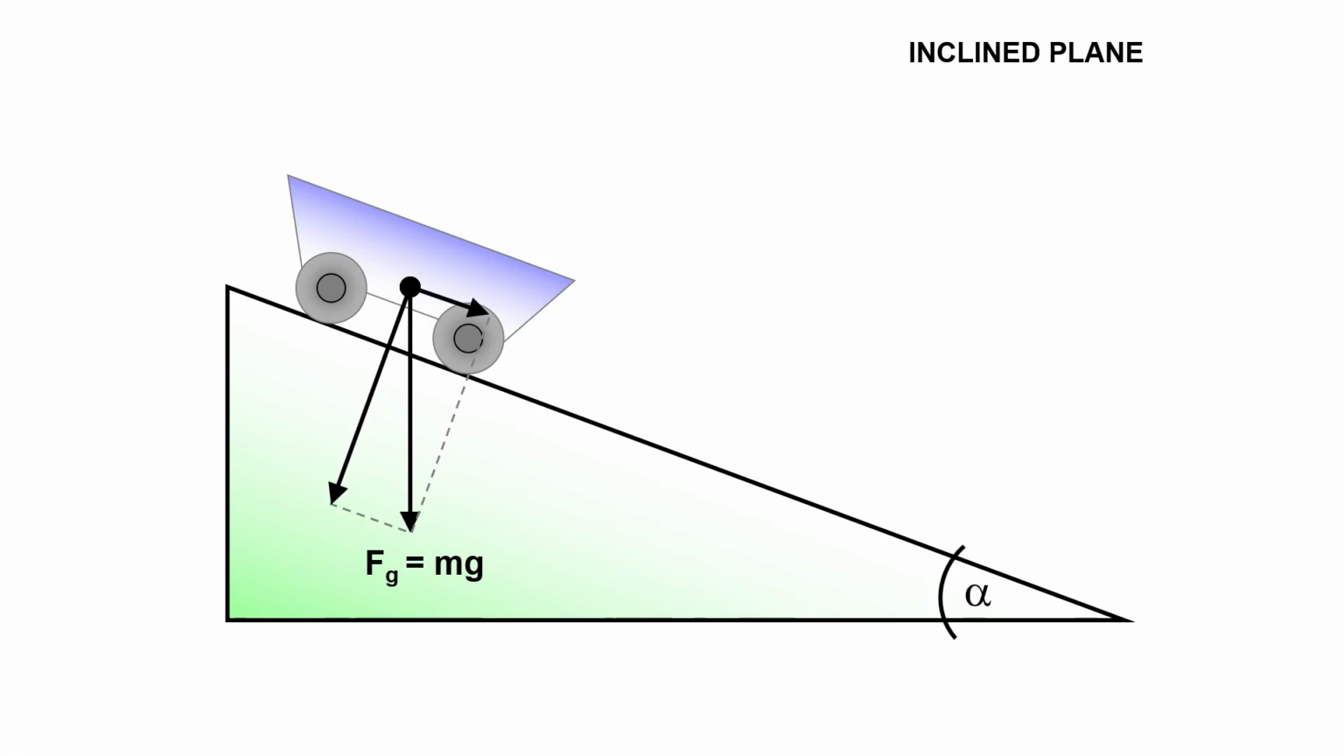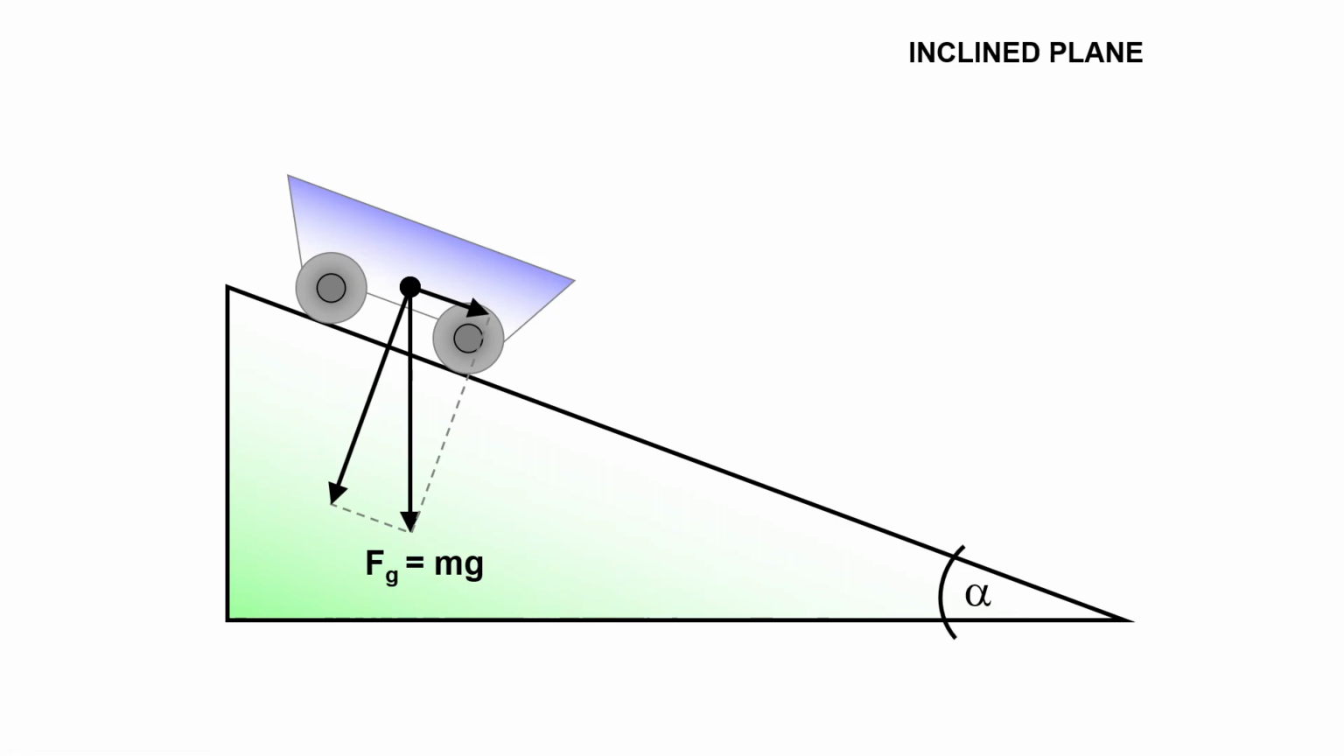Next thing is that we can decompose this gravitational force into two smaller forces, which are more practical for us to use. One of these forces is parallel to the surface of the inclined plane, and this force is responsible for sliding objects down the slope. So this force is also known as the sliding force.